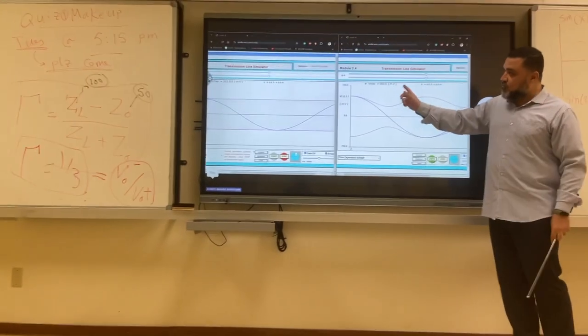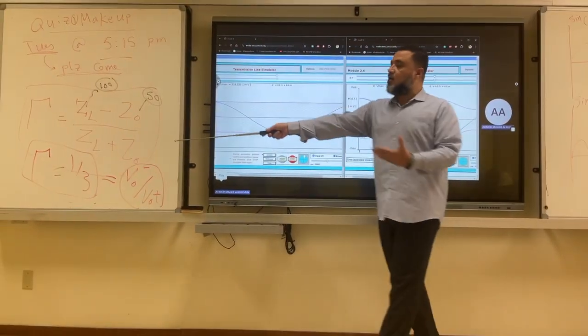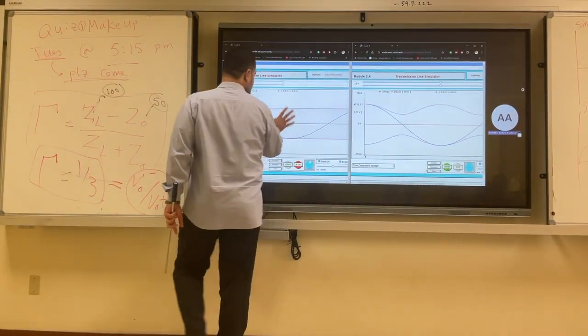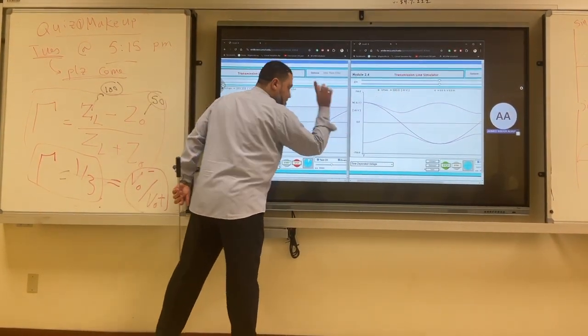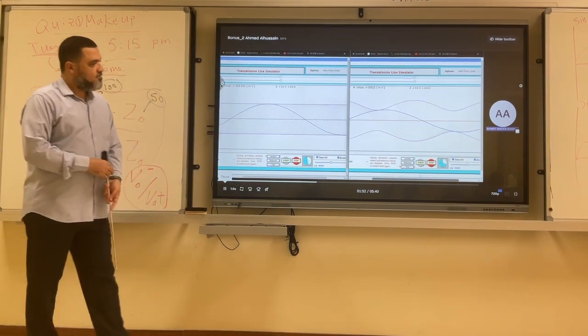Now, assuming under this condition that ZL is 100 and Z0 is 50, gamma is 1 over 3. Look at this propagation. Here, no reflection. Here we have some reflection. So look at the propagation of this one and this one.